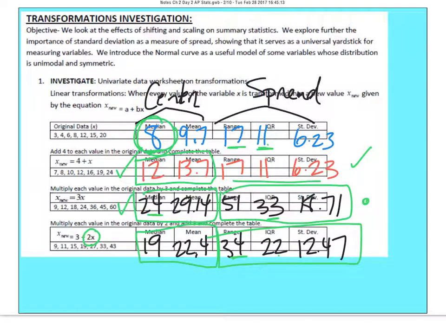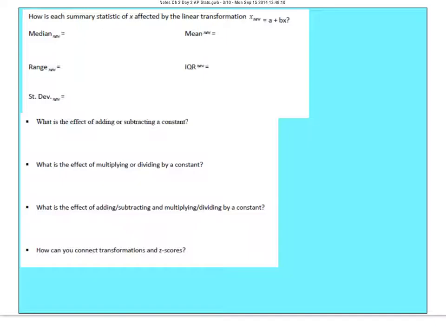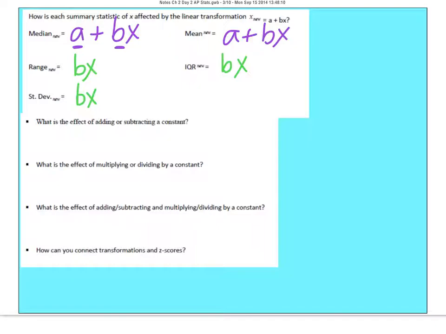So from this, we can make some conclusions. What we saw is that the median was impacted by either adding or subtracting and multiplying and dividing. So both the B impact and the A. The mean is the same thing because that's a measure of center. Now our spread components were only impacted by the multiplying, so range, standard deviation, and IQR. They are not impacted by the adding or subtracting.